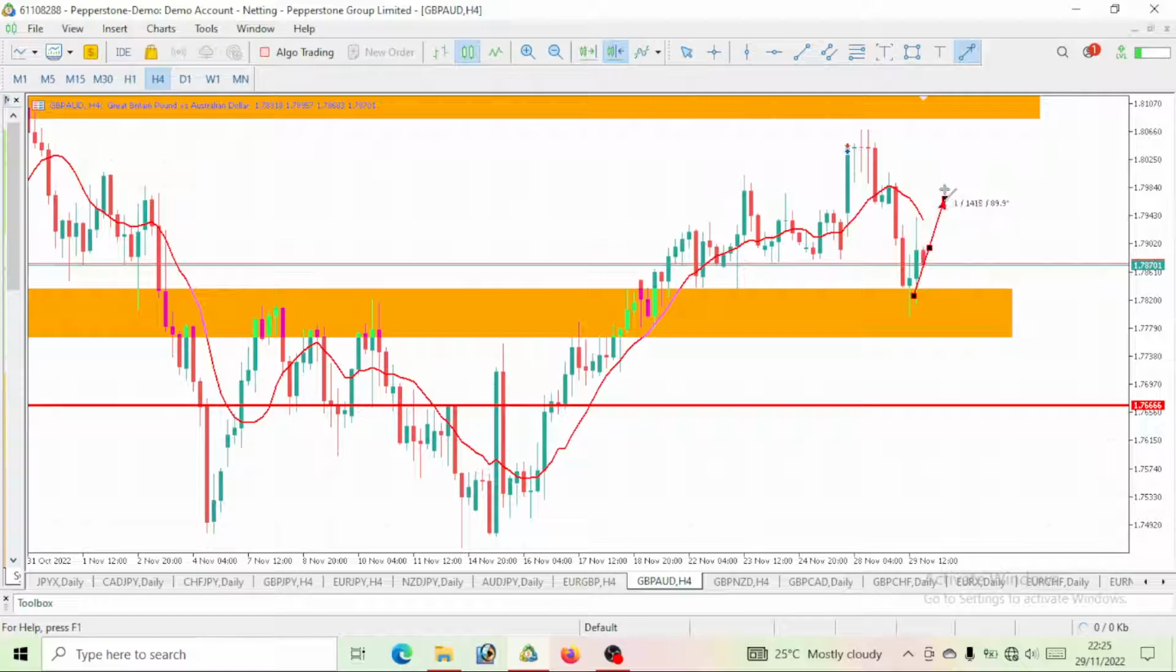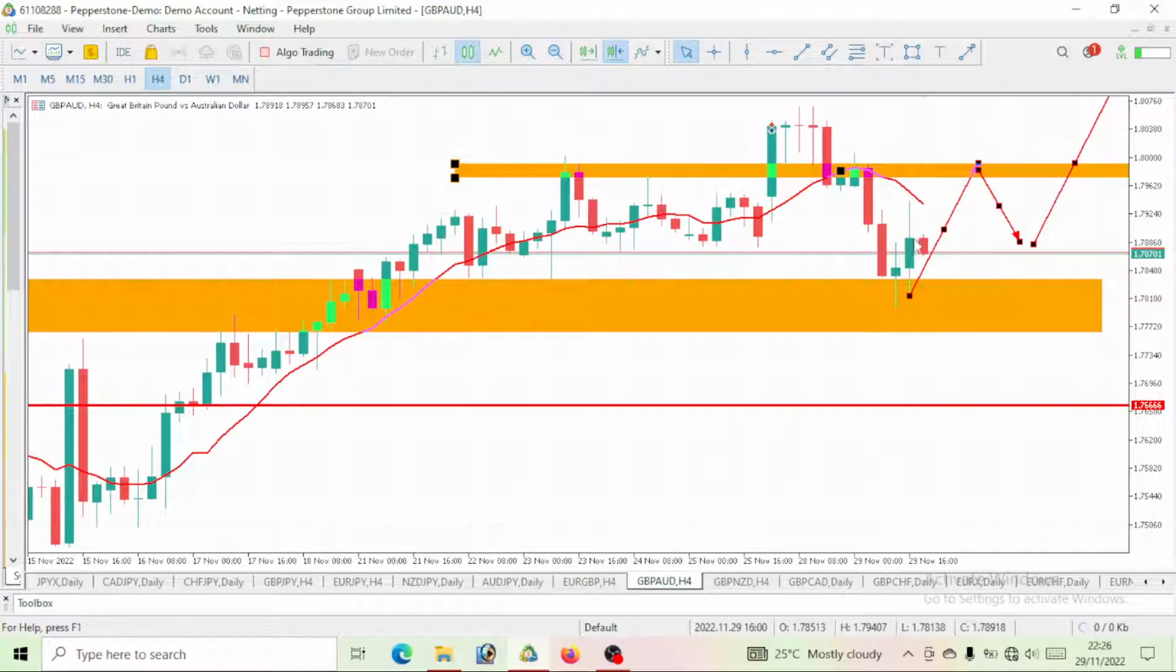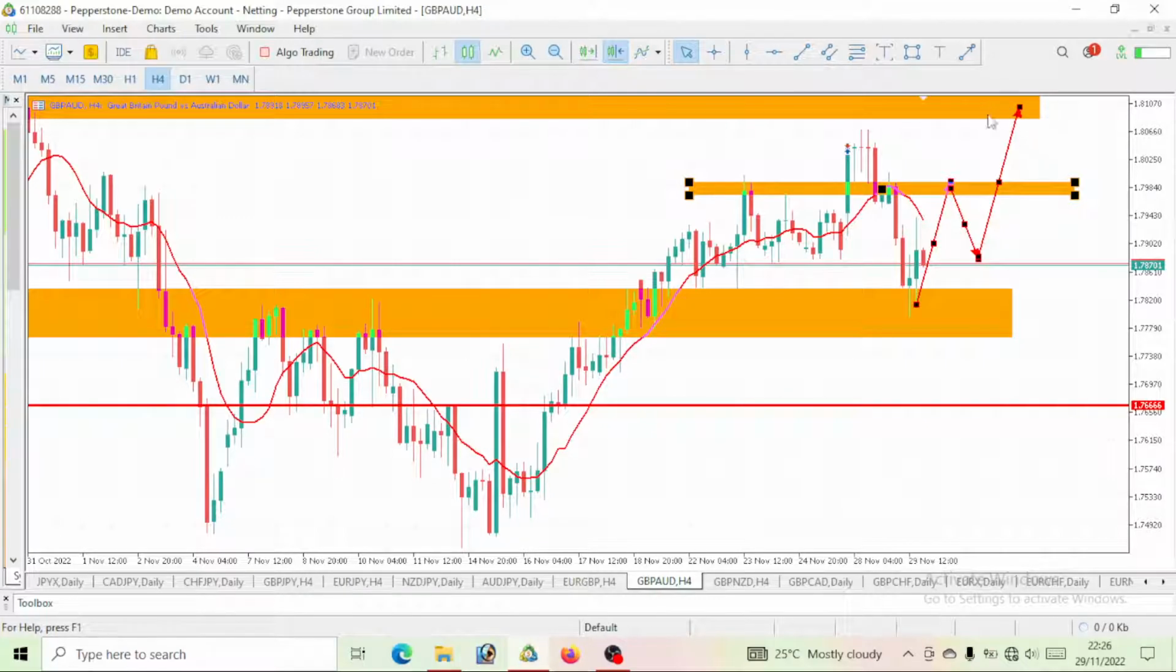So let's expect this GBP AUD to actually come to take out this high. After that, we should consider a drop again, kind of like a pullback. Then a new high should be made to take out this resistance level on this daily time frame, on these highs here on GBP AUD. So above all, we would expect a bullish move. Then a pullback should be made. After that, new highs need to be made to be able to take out these highs on GBP AUD.